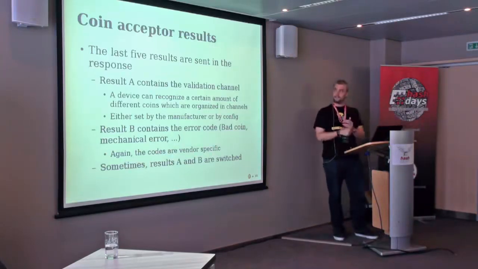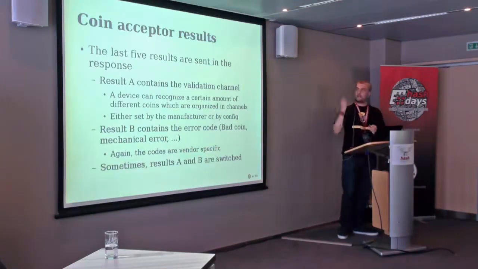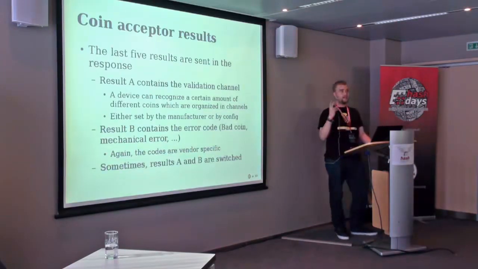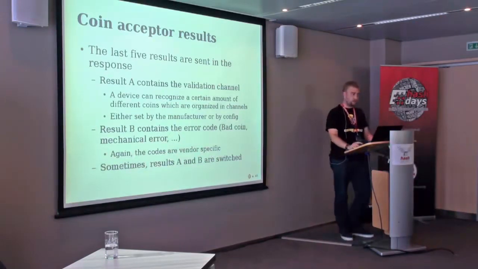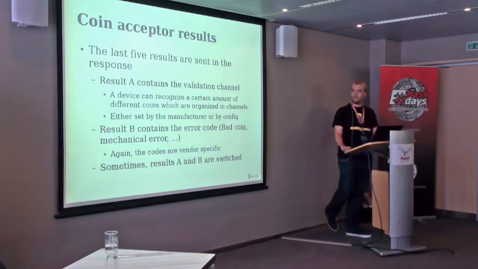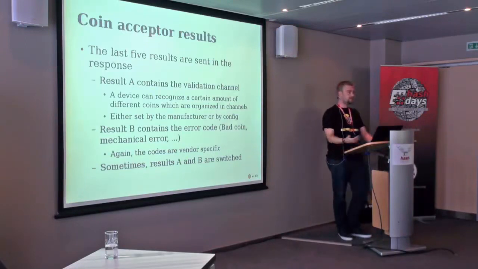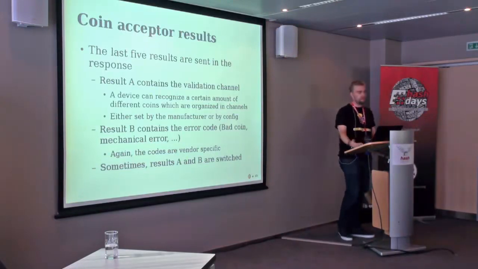This is not the value of the coin inserted, it's the validation channel. If you like, it's the ID of the recognized coin. Normally, a coin acceptor device can recognize up to 16 different kinds of coins, and each of them is assigned a validation channel, so from 1 to 16. Normally, they are set by the manufacturer by default, but you can also reconfigure it, for example, if you have one in euro format, you can change it and make the coin acceptor recognize Swiss coins or something.